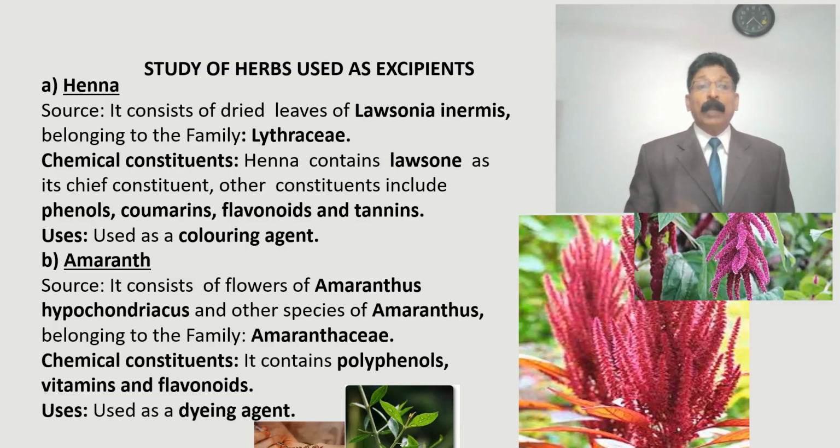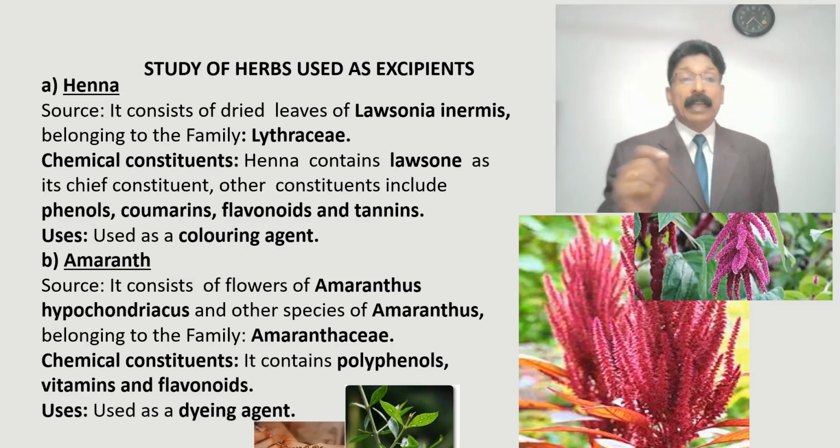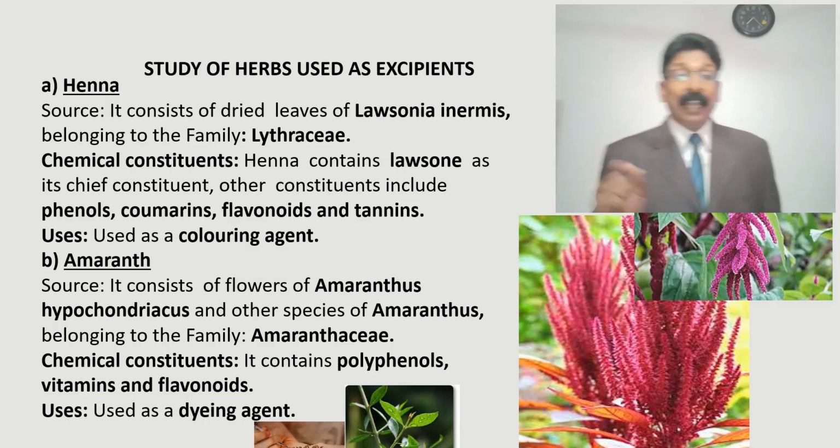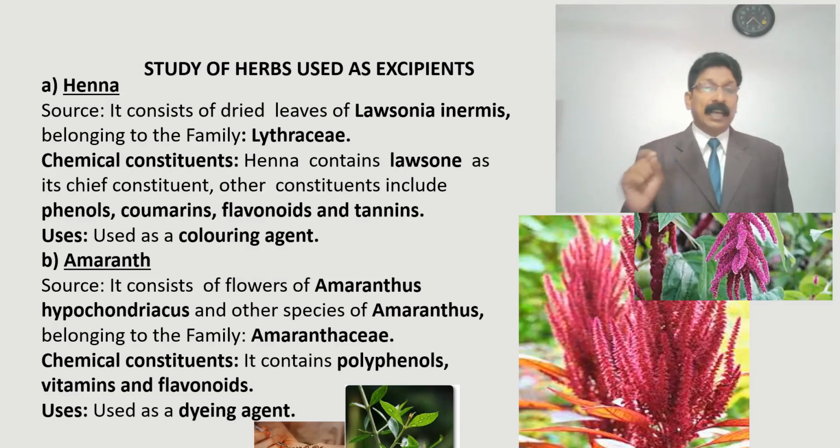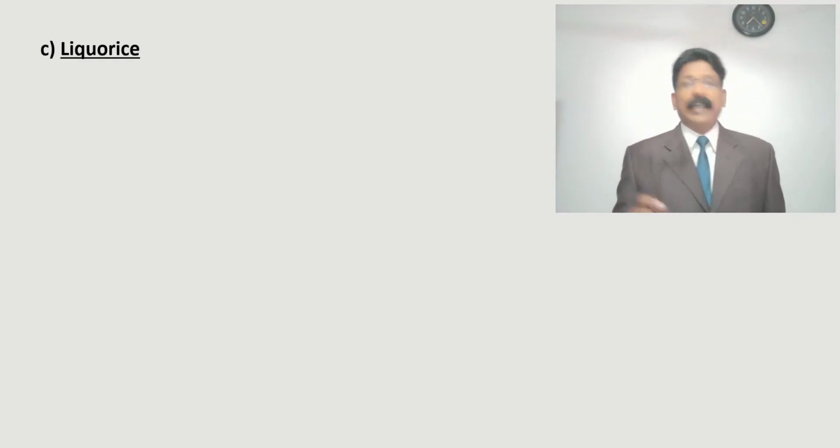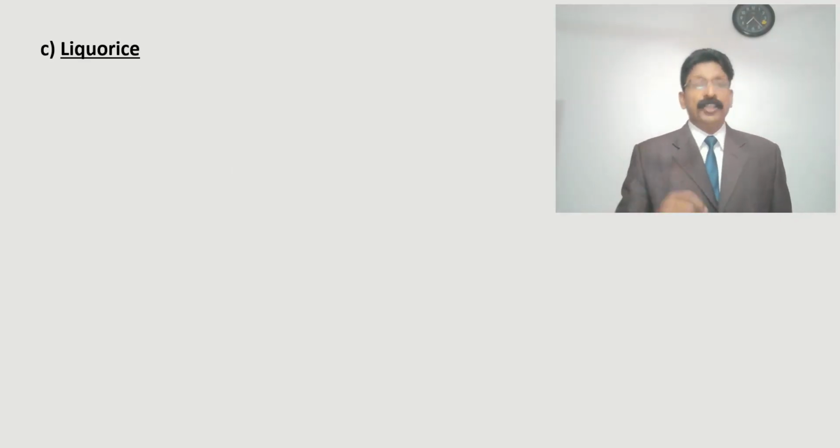And what is the use of this dyeing agent? Amaranth is a dyeing agent. It is used as a coloring agent, used as a dyeing agent. It is used even for cloth dyeing, fabrics, and also for pharmaceutical preparations.